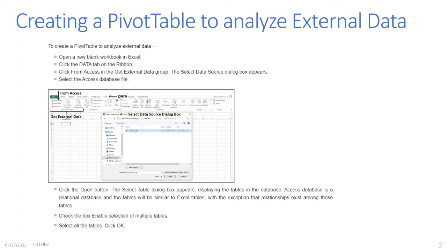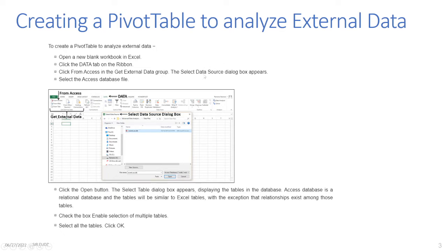Creating a pivot table to analyze external data. To create a pivot table to analyze external data, open a new blank workbook in Excel. Click the Data tab on the ribbon. So this is the Data tab. Then click From Access in the Get External Data group.